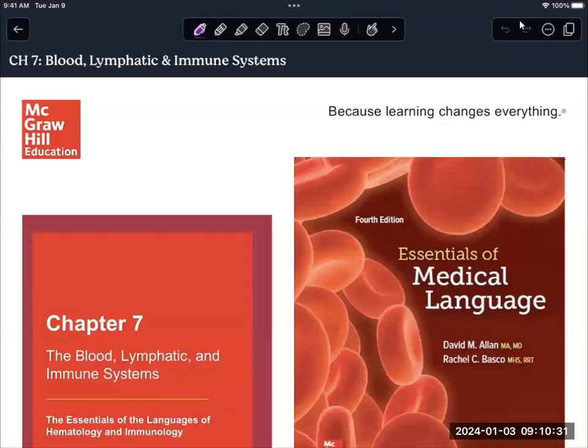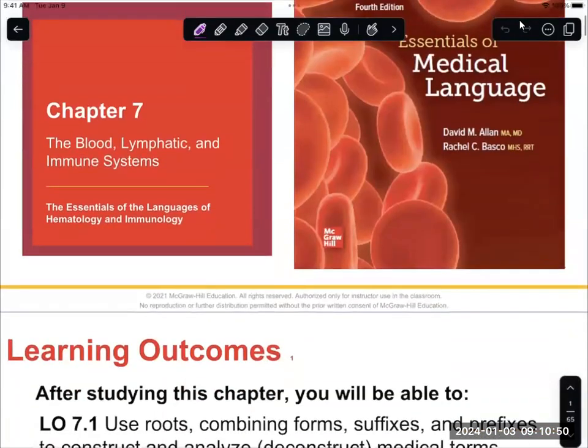Hello, welcome to Chapter 7. Today we are going to talk about blood, the lymphatic, and the immune system. These all three kind of relate together, so that's why they're put into one chapter.